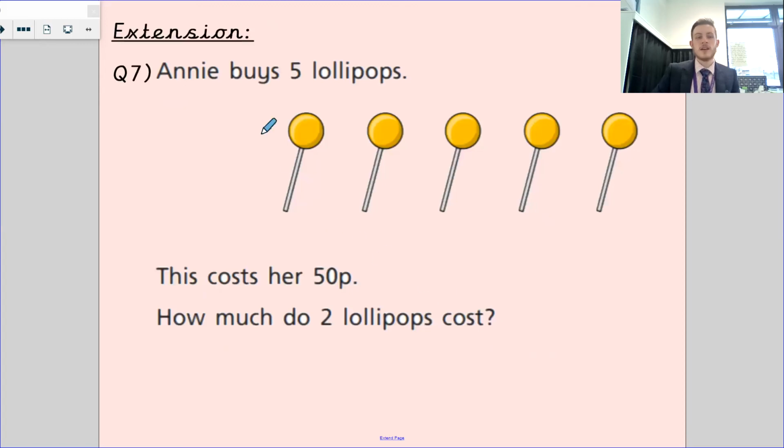You've got an extension here. Annie buys 5 lollipops. This costs her 50p. How much do 2 lollipops cost? She buys 5 lollipops and this costs her 50p, okay? She's bought 5 and it costs 50p. How much does 2 lollipops cost?